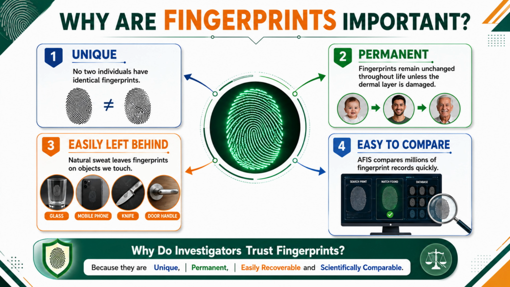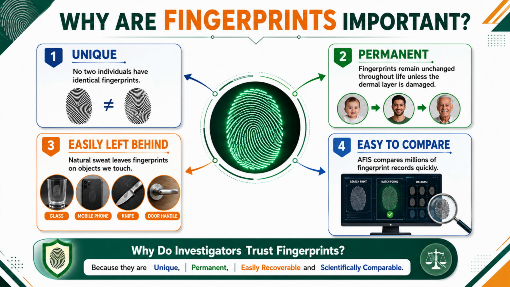Now let us ask a very important question. Among all the evidence available at a crime scene, DNA, footprints, bloodstains, fibers, hair, tool marks, why do forensic experts still give so much importance to fingerprints? The answer lies in their unique advantages. Fingerprints are highly individualistic. The chances of two people having exactly the same fingerprint are considered practically impossible. Even identical twins who share almost identical DNA have different fingerprints because the tiny events that shape fingerprint ridges in the womb differ from one fetus to another.